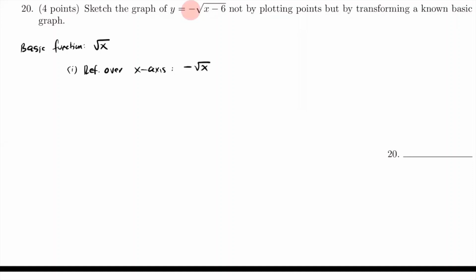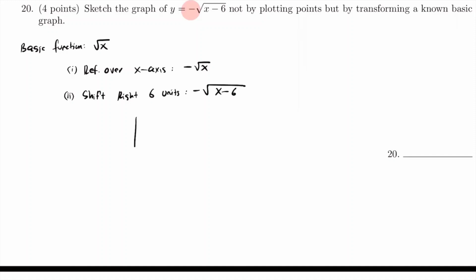And then we'll do the x minus 6, which is a horizontal shift. So we're going to shift 6 units to the right. So shift right 6 units. So that will take our first equation and shift right 6 units. That'll be the final picture.